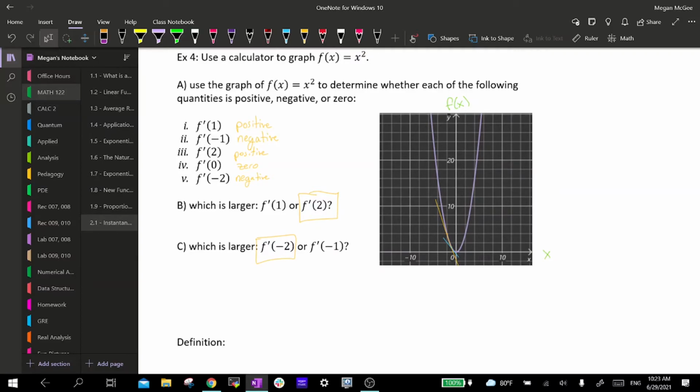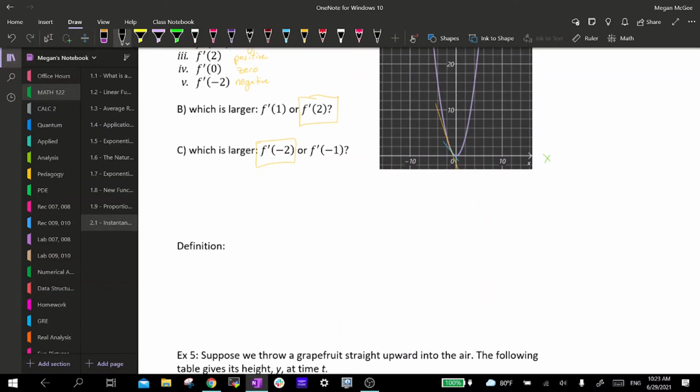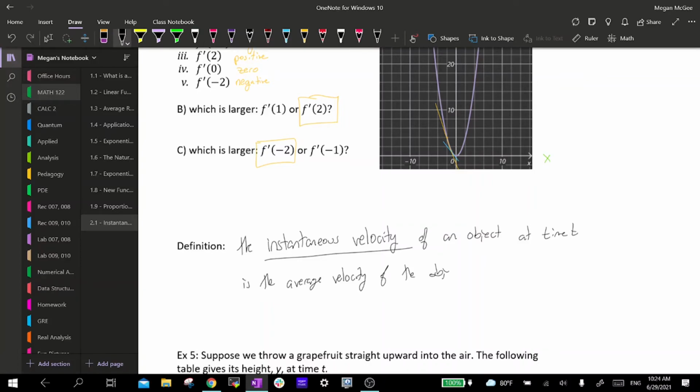All right, so we get to our last definition for today, the instantaneous velocity. So the instantaneous velocity of an object at the time t is the average velocity of the object as the interval around t gets smaller and smaller.